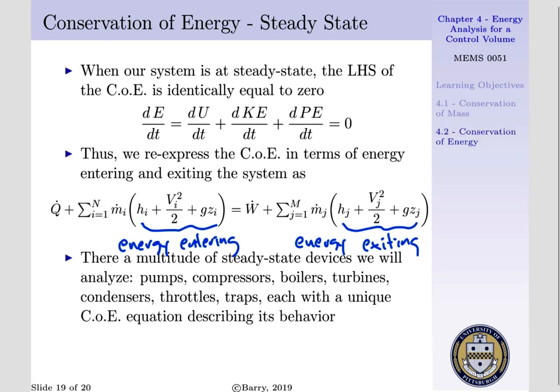Now, this is going to be our governing equation for steady state devices, which will be applied to pumps, compressors, boilers, turbines, condensers, throttles, traps, and calorimeters. Each of these devices will have a unique conservation of energy equation describing its behavior. Some devices will produce no work, some devices will have no heat transfer, some devices have no change of velocity or elevation, and we will express this conservation of energy equation accordingly.